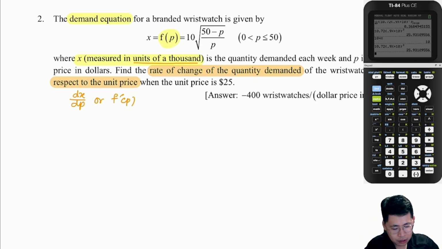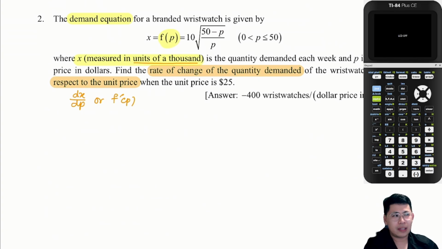Now looking at this function, is it going to be easy to differentiate? Actually yes, because we can just separate this and write this as power half, and then this is a power function. But are we going to do that or not? It's really a waste of time, because they are asking just for dx dp, the evaluated value. So we're going to make use of our calculator for this.